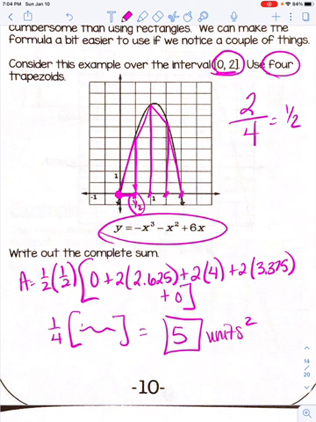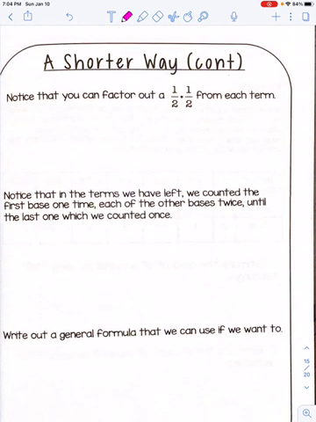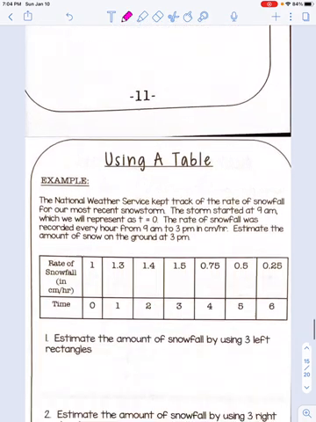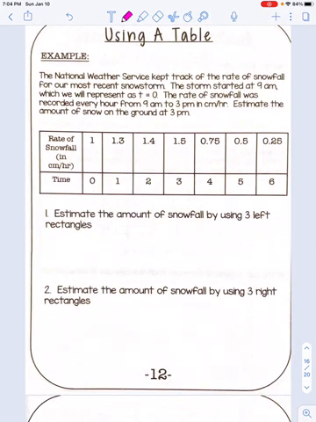So just make sure you're super comfortable with your calculator and your table and adjusting your table set. Okay, so then this just talks about how you can factor out a 1/2 and a 1/2 from each of the terms of the problem before. 1/2 because it came from the formula, the other 1/2 because that was my width. So we've talked about all of that.